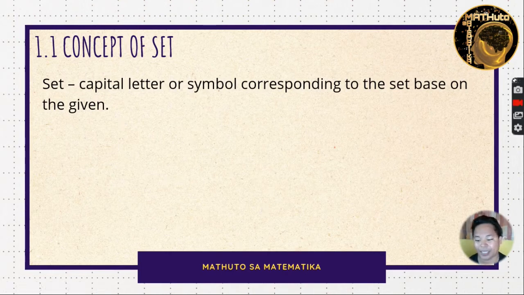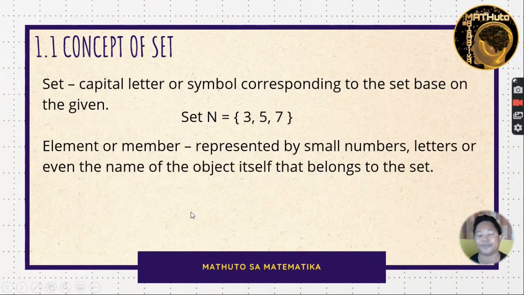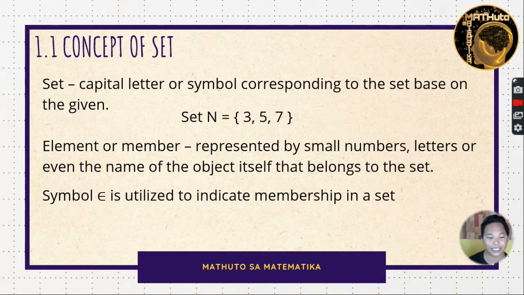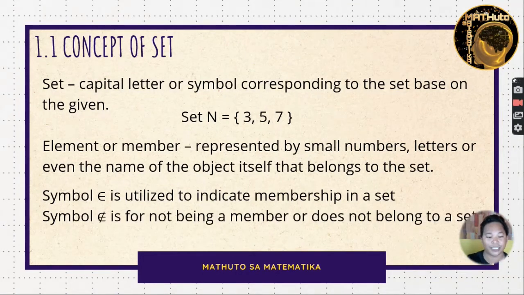So, we can represent any set with a capital letter or symbol based on the given discussion. Pag sinabi po nating element or member, it is represented by small letters or numbers or even the name of the object itself that belongs to the set. So, we have the symbol which indicates membership in a set. Pag nakita po natin yung symbol na ∈, meaning that the element belongs to the set po. And we have also the symbol that denotes that a member or the element does not belong to the set.